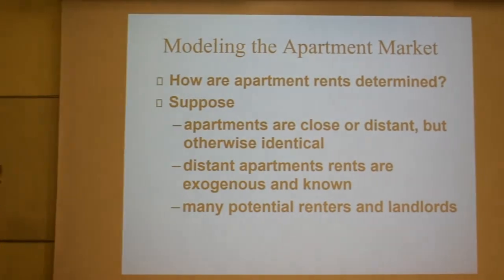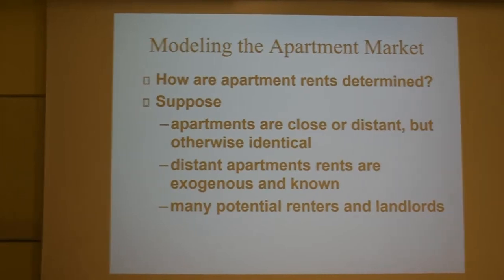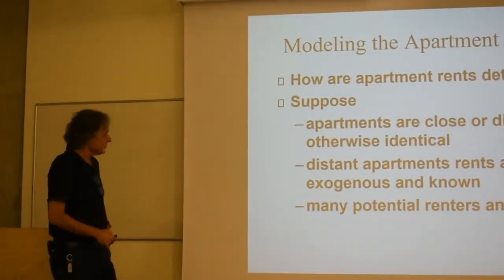So now for this chapter, let us move to a very specific example: modeling the apartment market. How are apartment rents determined? How do you determine the rent of an apartment? Suppose, first, apartments are close or distant. Maybe close to your center of life or your workplace, or far away. But otherwise, I'm assuming they are completely identical. They look the same, but one is in a location far away, the other is closer to my center of life.